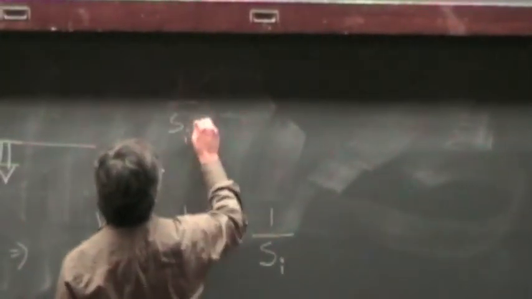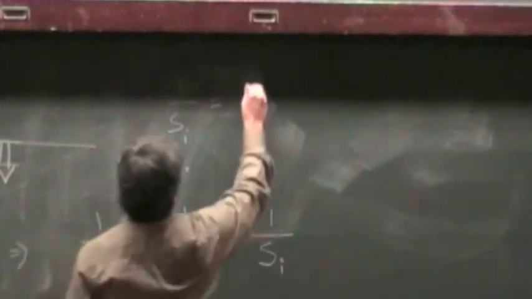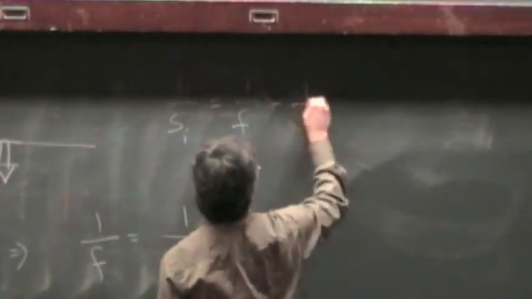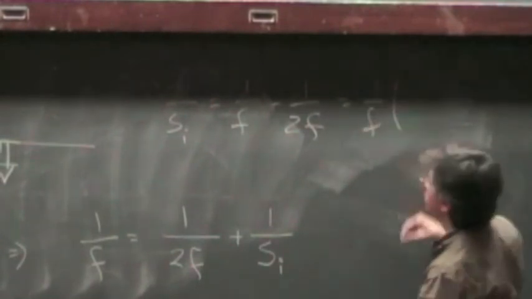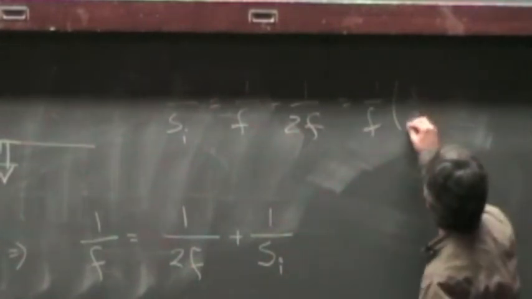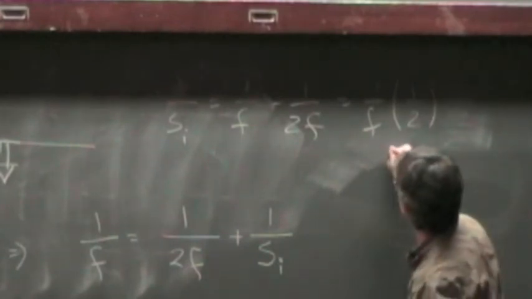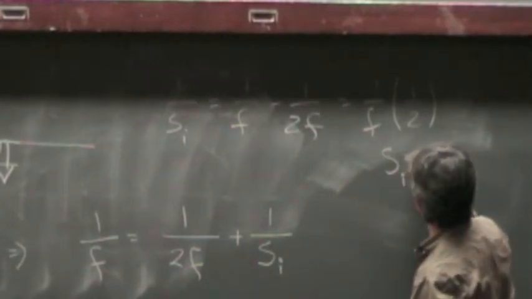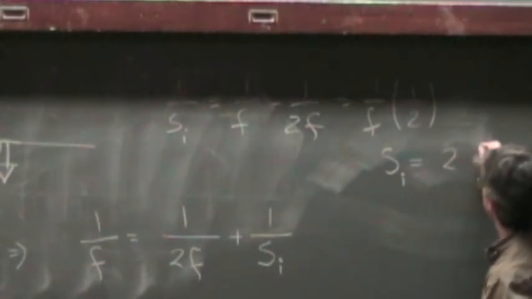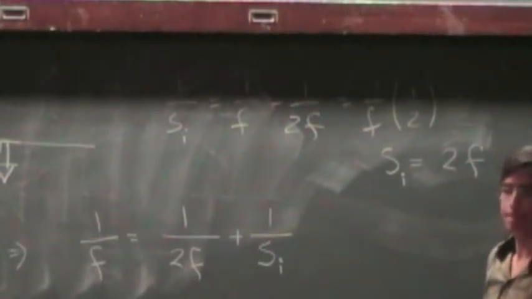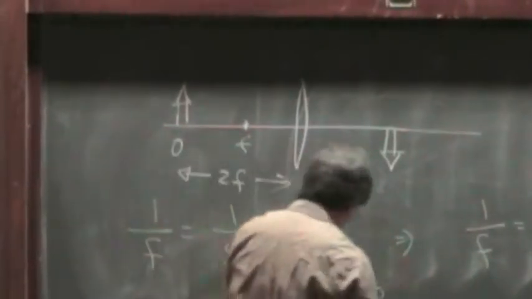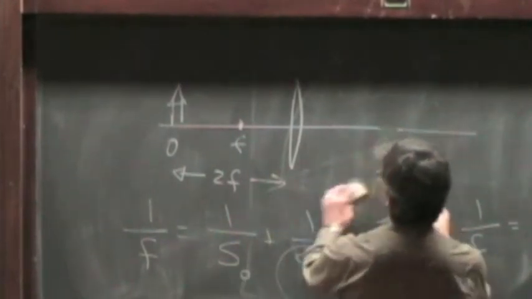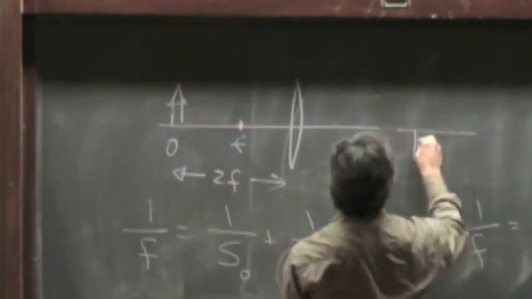So 1 over s prime is equal to 1 over f minus 1 over 2f. So this is 1 over f, and that 1 minus a half is a half. So that tells you that the distance to the image is going to be 2f. Right? I just inverted that, and I get 2f. So if you're at 2f, you actually form an image also at 2f. Somewhere here.